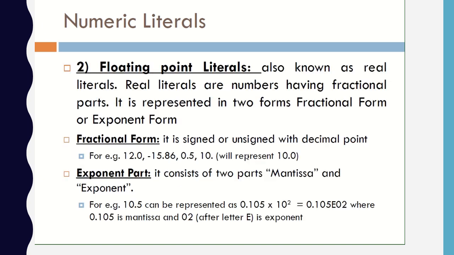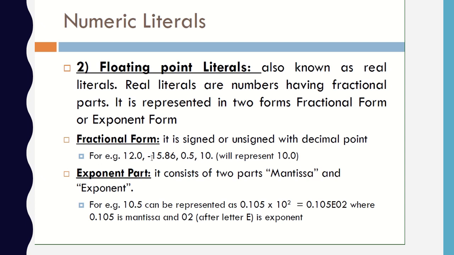Floating point literals are also called real literals. First was integer literals, and the second one is floating point literals, also known as real literals. Real literals are numbers having a fractional part. They are represented in two forms: fractional form or exponent form. In fractional form, it is either signed or unsigned with a decimal point.